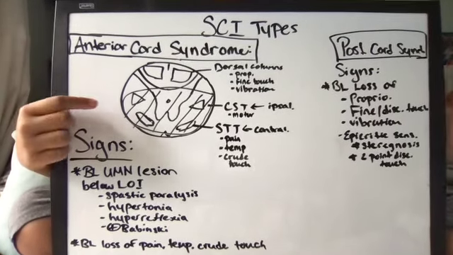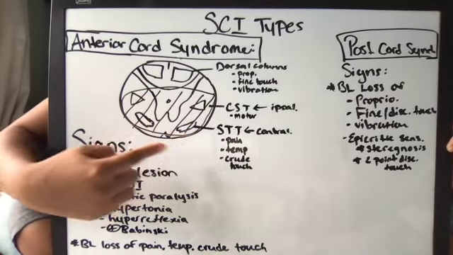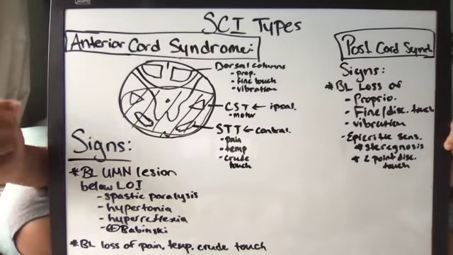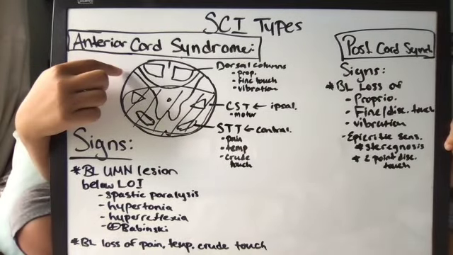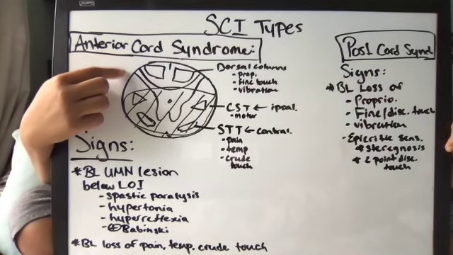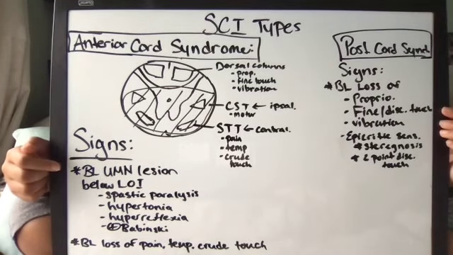So pretty much with this one, the whole anterior portion of the spinal cord is affected. That's what these little lines are. The only thing not affected is up here, which is the dorsal columns, which are found posteriorly. Okay, what does this look like?